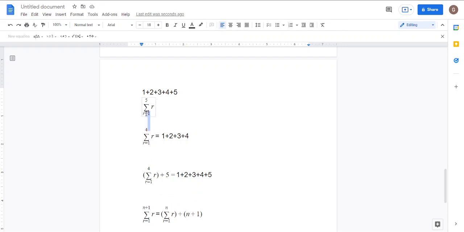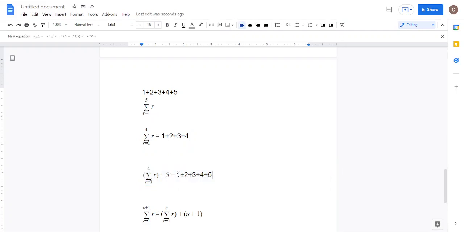So we said that the sum of r from r equals 1 to 5 is this up here, the sum of 1 plus 2 plus 3 plus 4 plus 5. Right? And we went on to say that the sum of 1 to 4 is this, 1 plus 2 plus 3 plus 4. Right? And I asked you, if we add 5 to both sides, we would get this as a result.